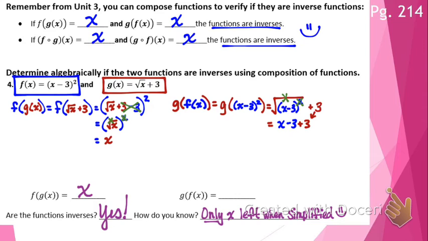But then you do negative 3 plus 3, which is x. Negative 3 plus 3 cancels out, and I'm left with only x. So no matter which way we did it, we got just x left.